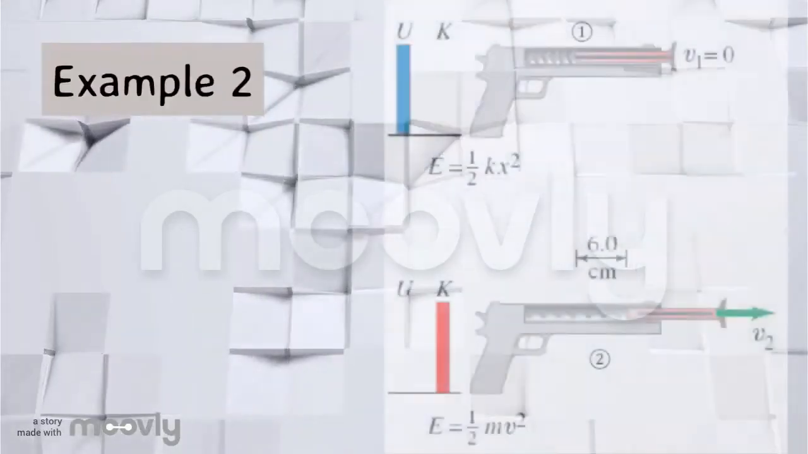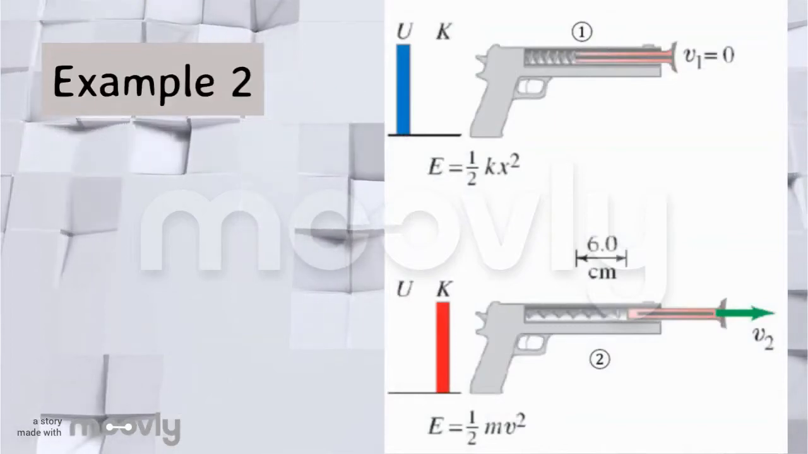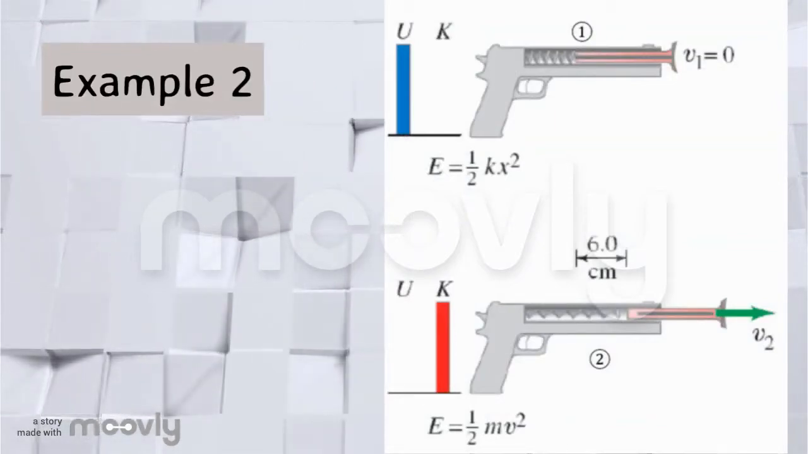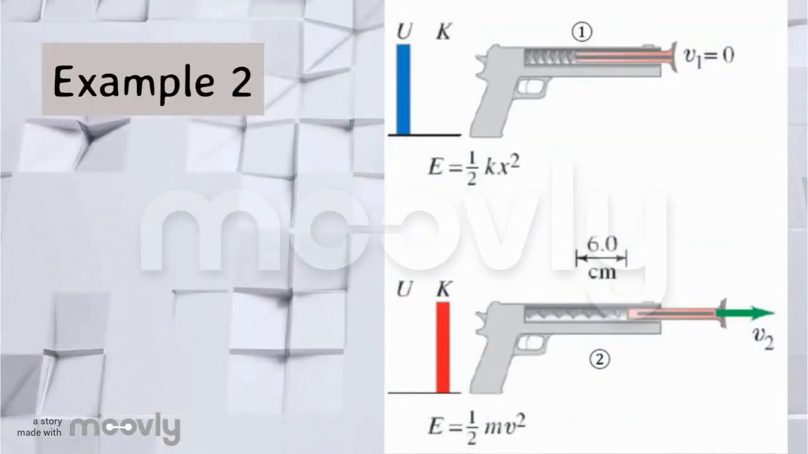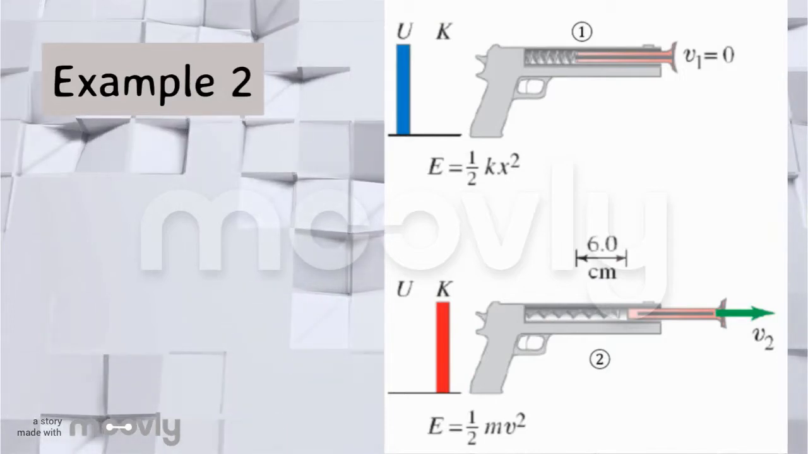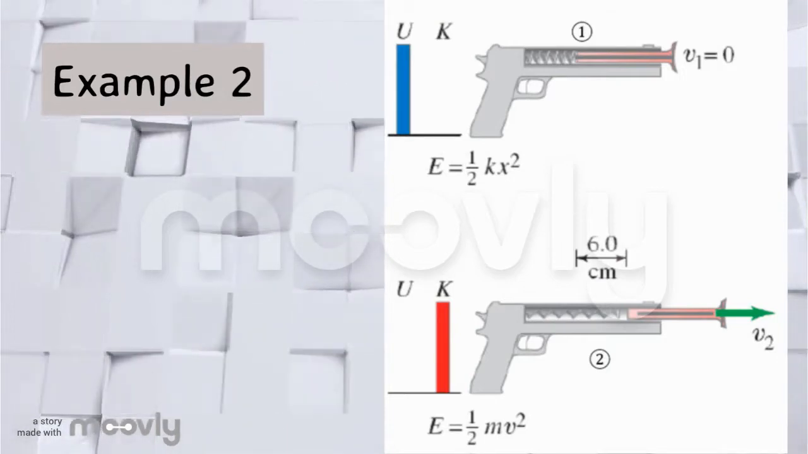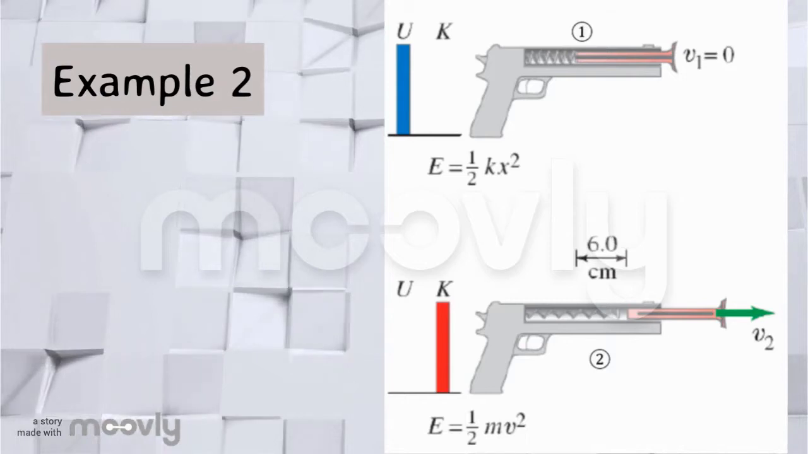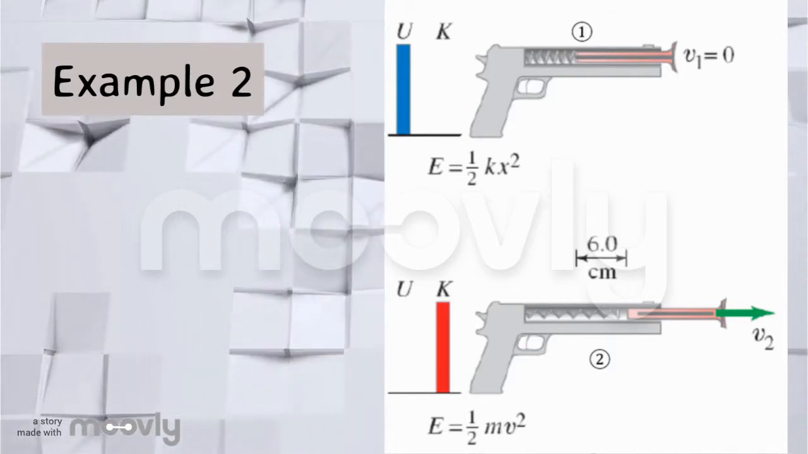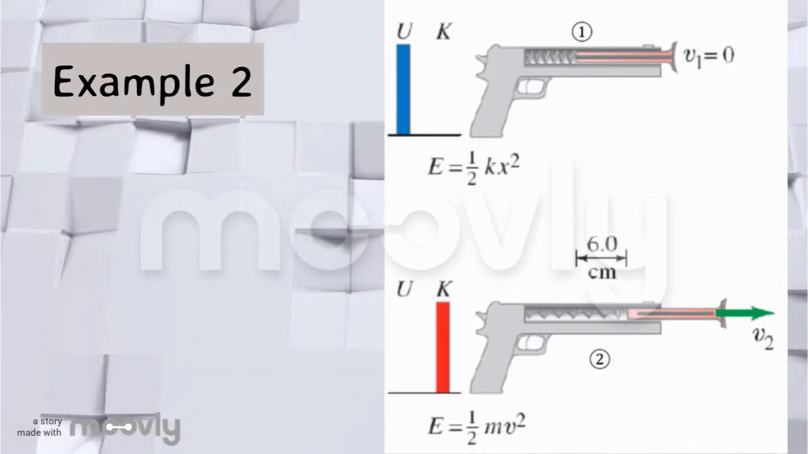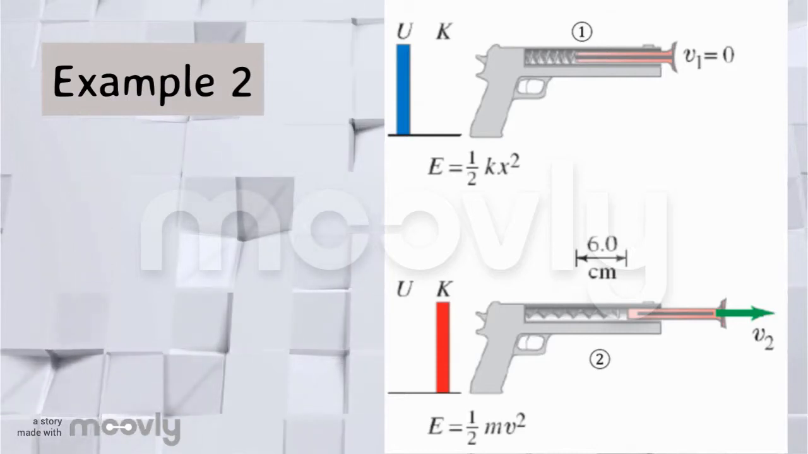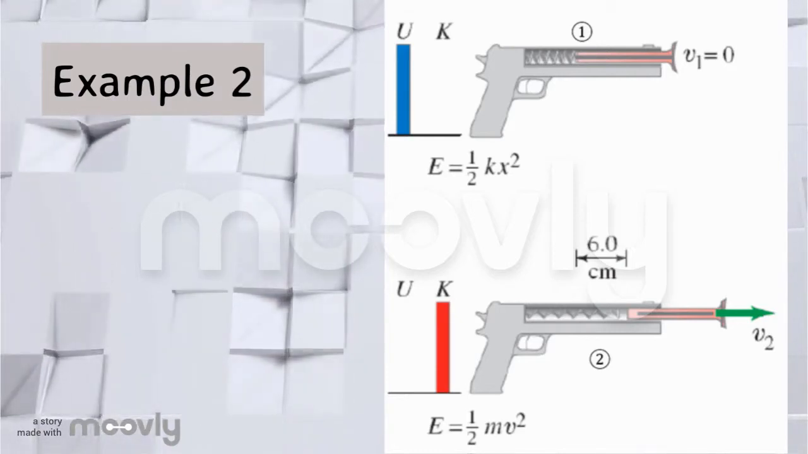Example number 2, when you load a bullet inside a gun and the spring is compressed, there is elastic potential energy. And after that, when the bullet is fired off the gun, the elastic potential energy is converted to kinetic energy. So in this situation, energy is conserved.